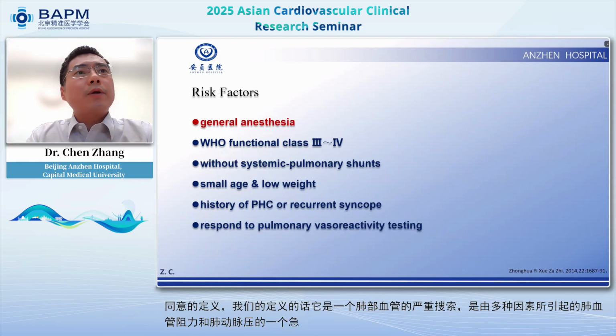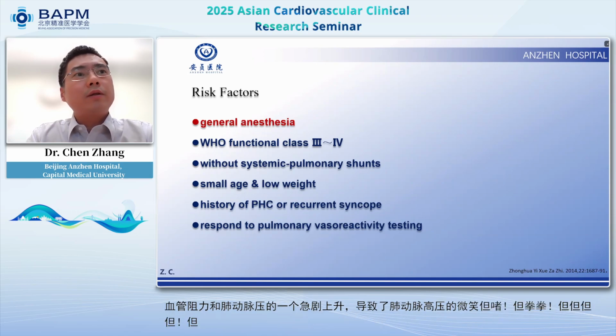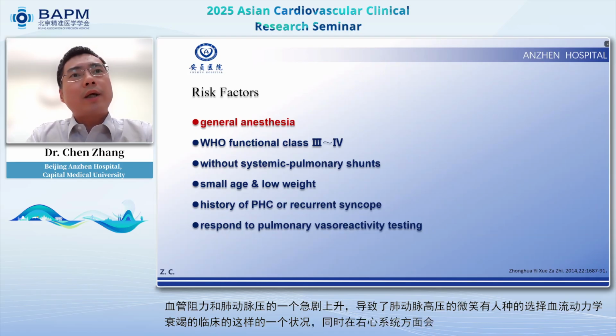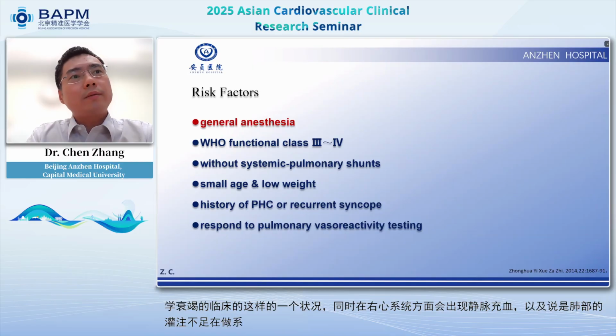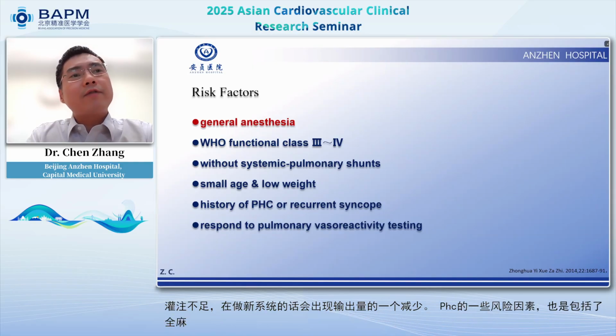In our experience, patients with some risk factors are more prone to PHC, including general anesthesia, WHO functional class 3 and 4, without systemic pulmonary shunts, small age and low weight, history of PHC or recurrent syncope, and response to pulmonary reactivity testing. Among these factors, general anesthesia is the most important.